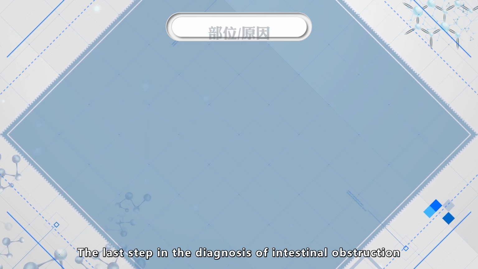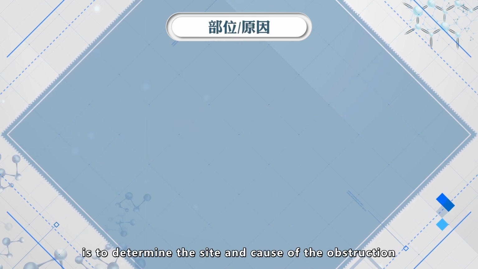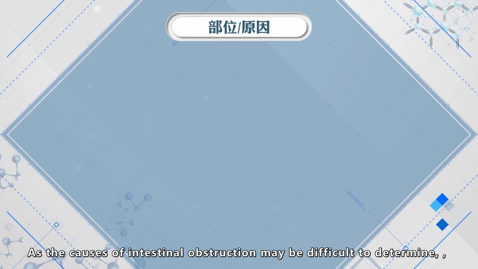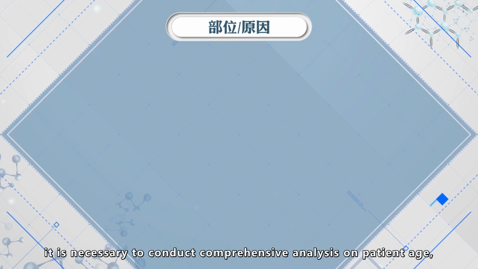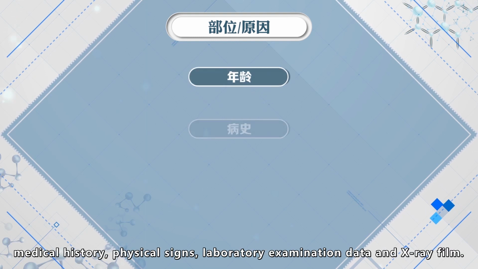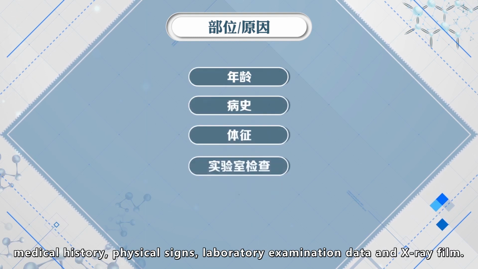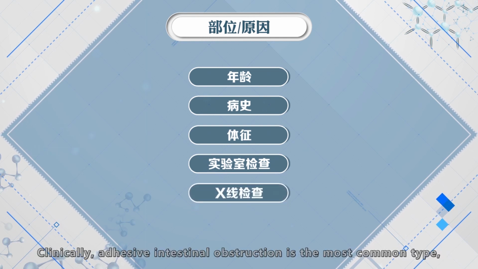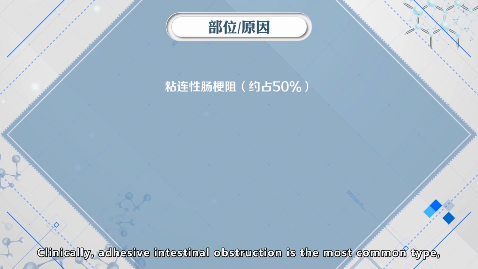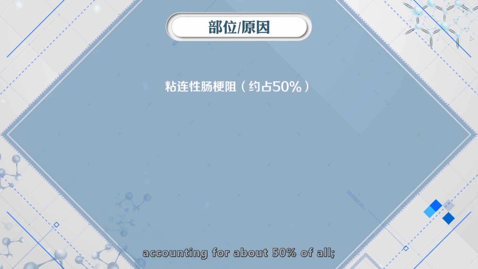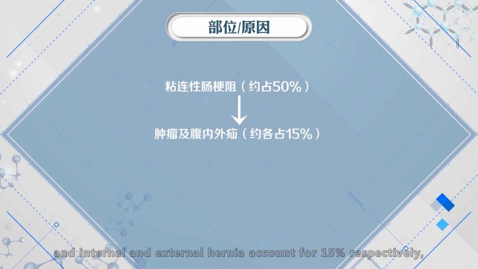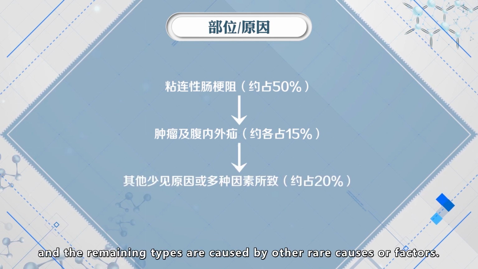The last step in the diagnosis of intestinal obstruction is to determine the site and the cause of the obstruction. As the cause may be difficult to determine, it is necessary to conduct comprehensive analysis on patient age, medical history, physical signs, laboratory examination data, and X-ray film. Clinically, adhesive intestinal obstruction is the most common type, accounting for about 50% of all cases; tumor and internal and external hernia account for 50% respectively, and the remaining cases are caused by other rare causes.